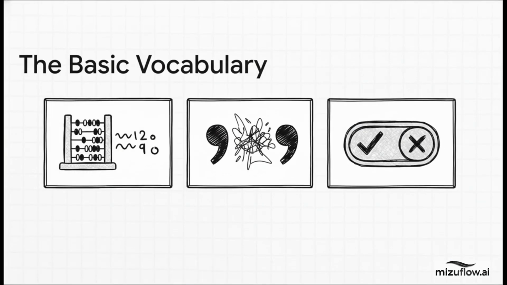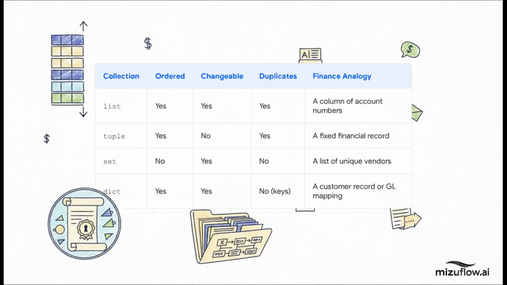So the absolute basics are, well, they're really simple. You have numbers: whole numbers, which are called integers, and numbers with decimals, called floats. You've got text, which Python calls a string, and then you have Booleans, which is just a fancy word for true or false. These three things are the fundamental building blocks for every logical test you already do in a spreadsheet.